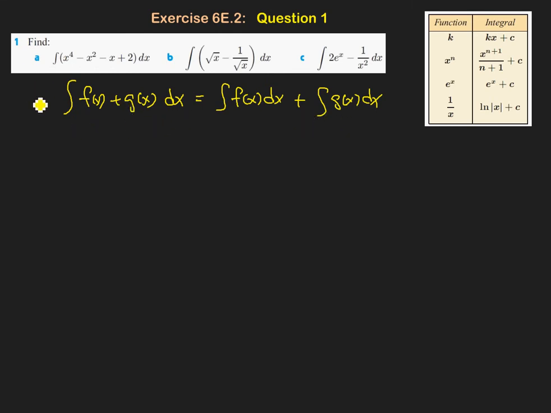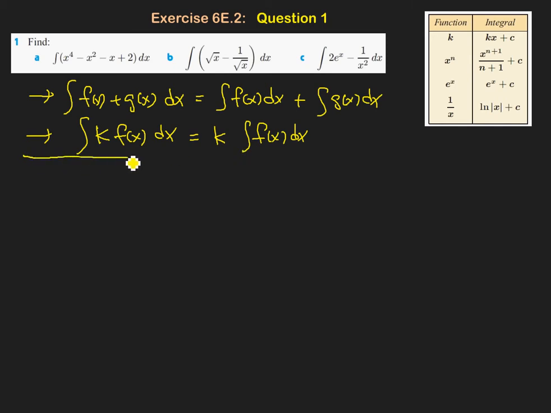And the other one is this: if we have a number, a scalar, usually we call that k, times a function, and remember, this k is a value. You can write the k in front of the integral, and then you can just perform the integration, and at the end multiply by k.